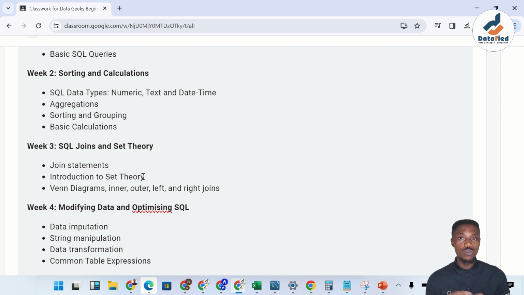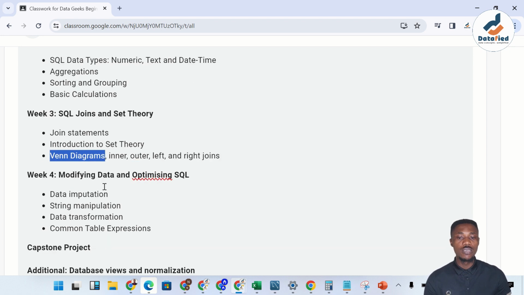We shall bring it into the concept of SQL, and those of you who ask questions when you're treating some mathematics topics in your elementary school, why do I have to learn all of this? This is the very first place you begin to see some real life application of some of these mathematical concepts, for example, set theory. We'll look at the power of Venn diagrams, inner, outer, left, and right joins. So these are different types of joins. We shall discuss all of these in the third week.